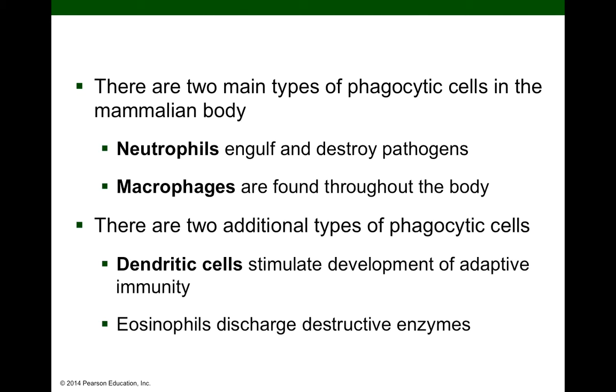The 2 main types of phagocytic cells in the body are neutrophils, which are found circulating in the bloodstream, and macrophages, which are found all over the body. Some patrol, while some hang out in tissues and organs.